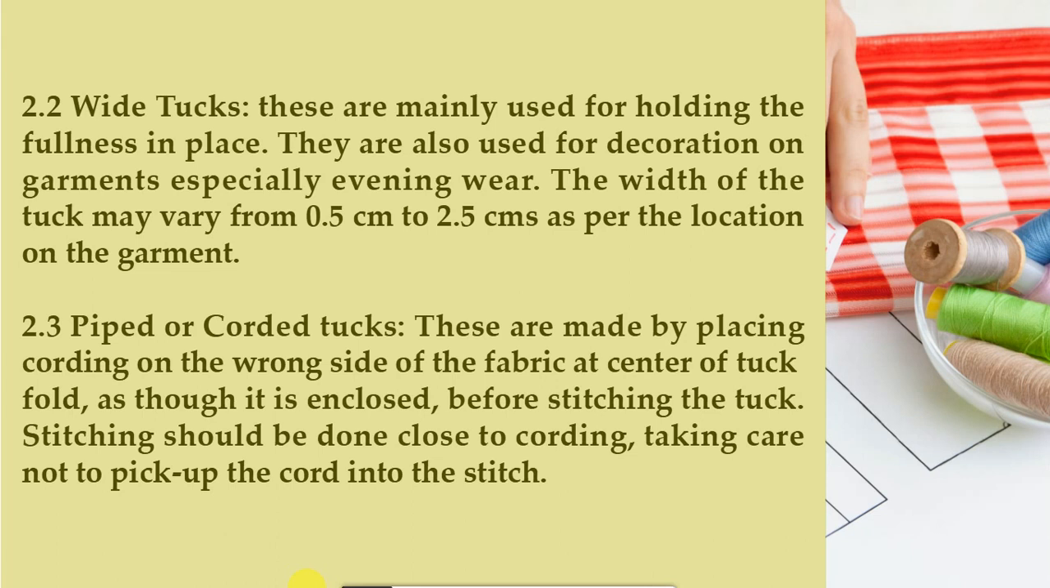2.3 Piped or corded tucks. These are made by placing cording on the wrong side of the fabric at the center of the tuck fold, as though it is enclosed, before stitching the tuck. Stitching should be done close to the cording, taking care not to pick up the cord into the stitch.